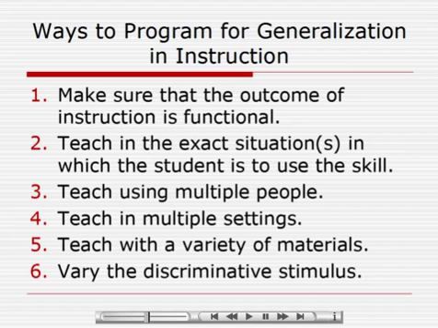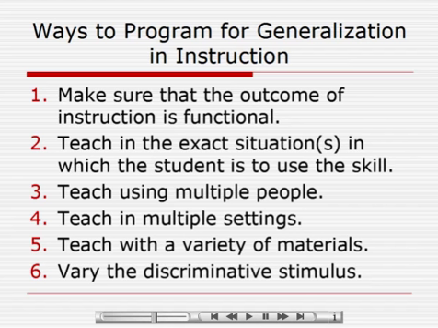Number 3 through 6 could be considered at multiple times. They could be considered when the student is actually acquiring the skill, or it could be that the student needs to acquire the skill in a more controlled setting, and then it needs to be programmed after the student acquires the skill. Number 3 is teaching using multiple people. Number 4 is teaching in multiple settings. Number 5 is teach with a variety of materials.